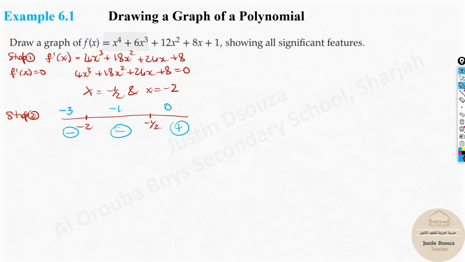So what do we understand from here? The function is basically decreasing. The graph of this function is decreasing, decreasing and increasing. So there'll be a minimum point at negative half.